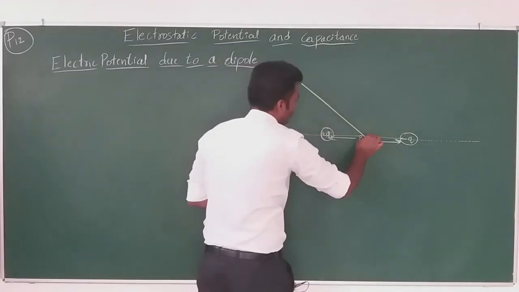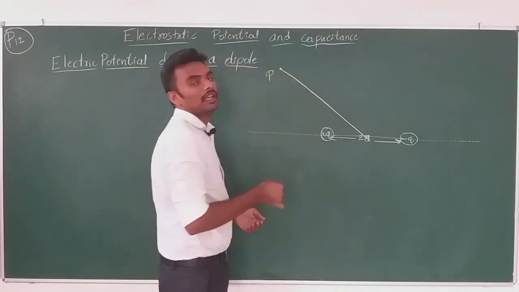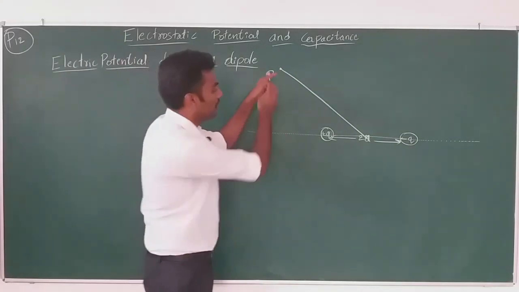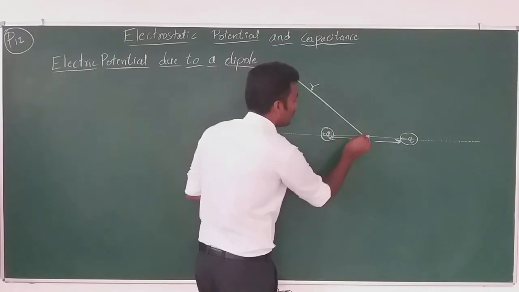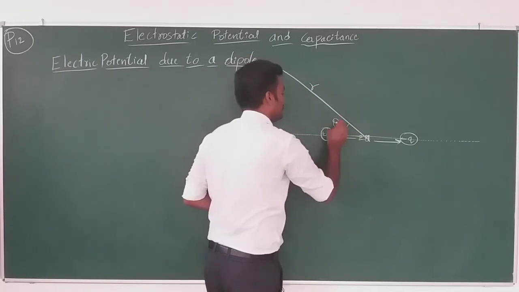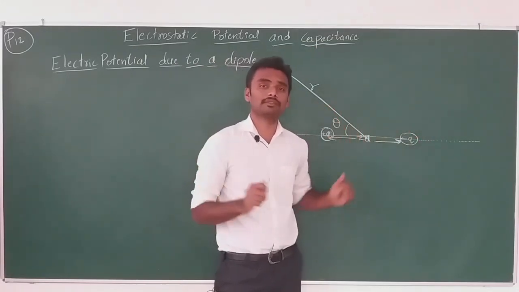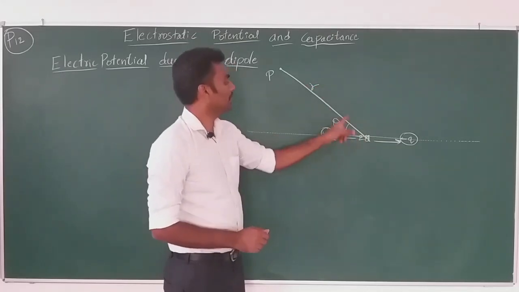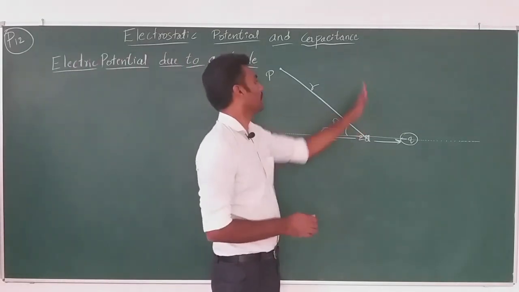So the distance from the center of the dipole to the point where we need to write the expression for electric potential, let this distance be r. And the angle between the axial line and this r is theta. In some references they give theta on the other side, that is fine, no problem. Now this is some random point chosen, not on the axial line or on the equatorial line.